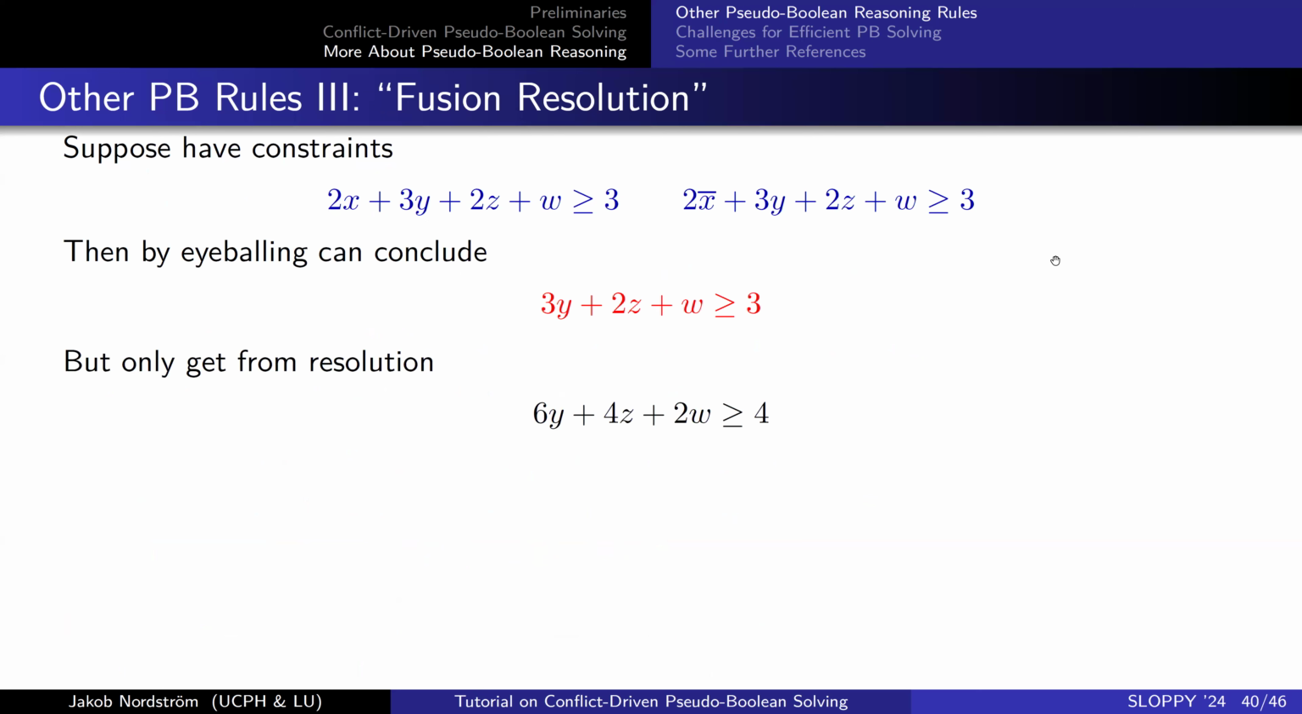Okay, how can I derive this when I can resolve the 2 constraints, but that will give me something much, much, much weaker. I could try to saturate, it gets a little bit better. I can try to divide, that doesn't really help at all. Clearly, this constraint is much weaker than this.